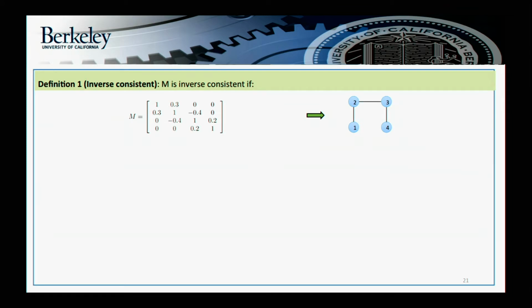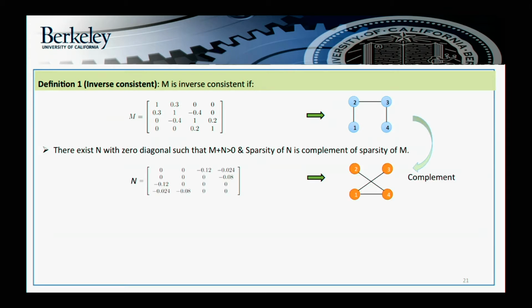The first definition is what we call inverse consistent matrices. We call a matrix M inverse consistent if there exists another matrix N with zero diagonal such that M plus N is a positive definite matrix, and the sparsity of matrix N is the complement of the sparsity of matrix M.